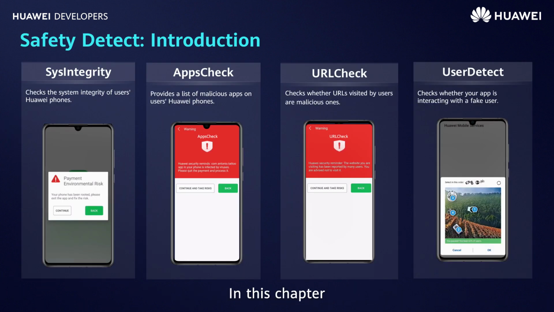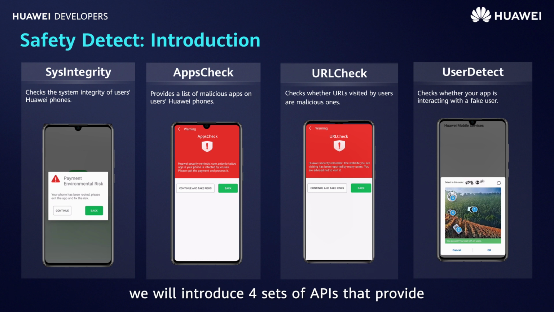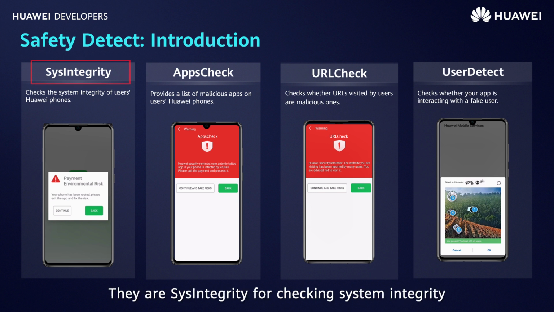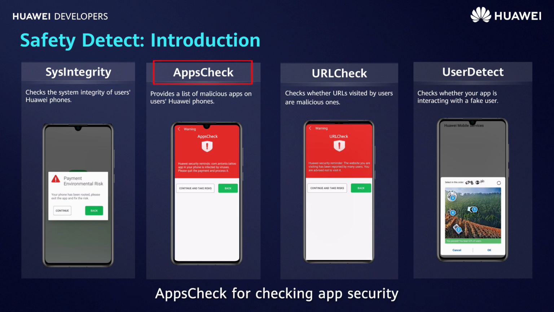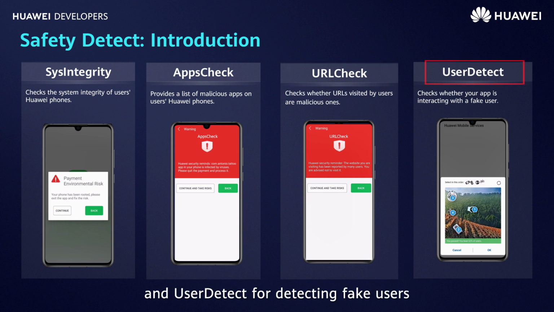In this chapter, we will introduce 4 sets of APIs that provide security detection functions for your app. There are SysIntegrity for checking system integrity, AppsCheck for checking app security, URLCheck for checking external URLs, and UserDetect for detecting fake users.